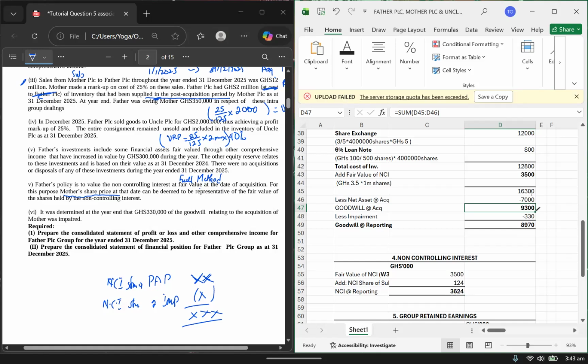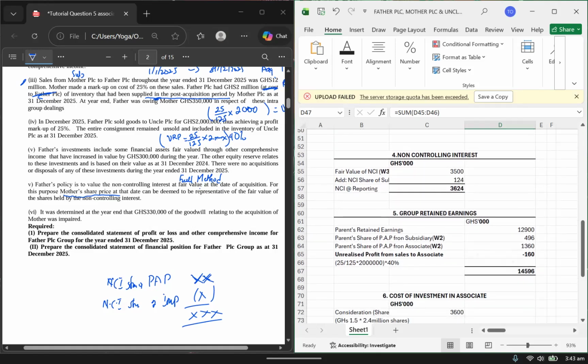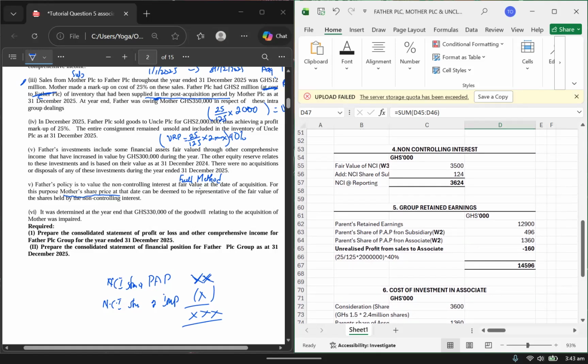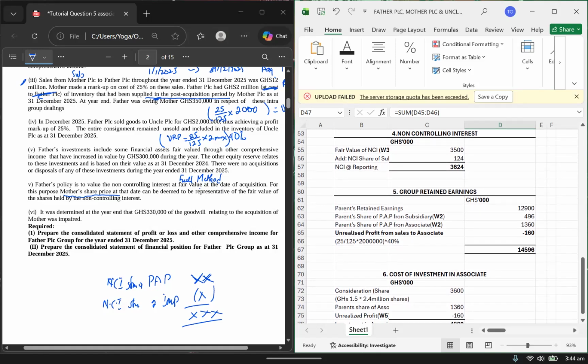And then when you come down to non-controlling interest, you give the NCI share of the goodwill, and the parent share in group retained earnings, the parent share of the goodwill as well. All right, let's move on to non-controlling interest. Fair value of non-controlling interest. You've done that already.